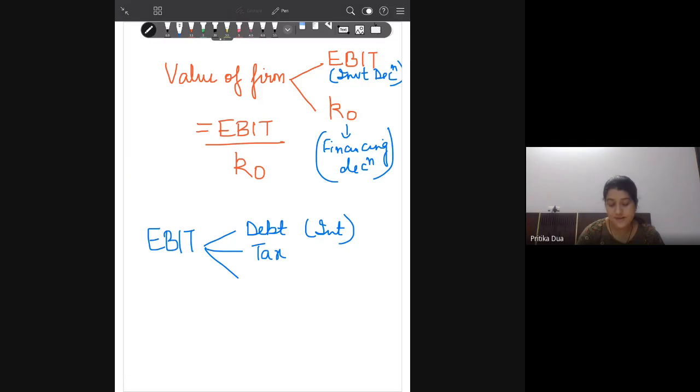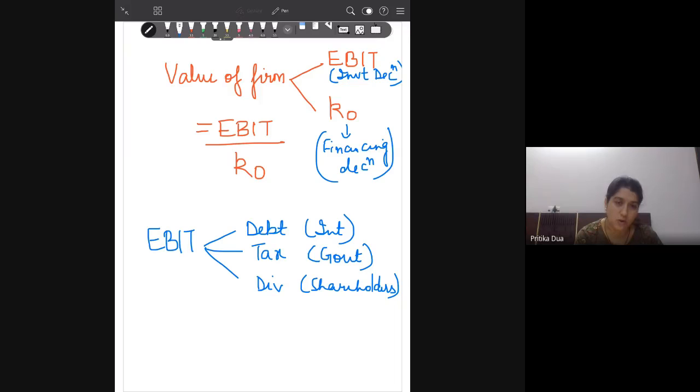Which means the second party, which has a claim on the earnings of the firm, is the government, in the form of taxes paid. And the third and the last claim, in the form of dividend, is of the shareholders. Then again, the preference shareholders get a lead over the equity shareholders in the claim on the earnings of the company.